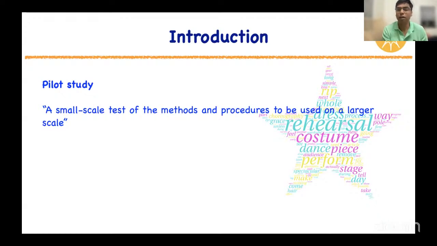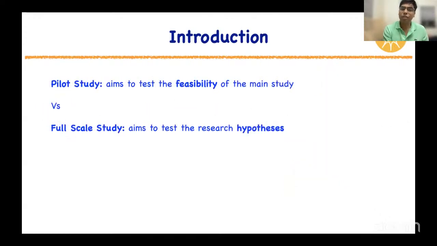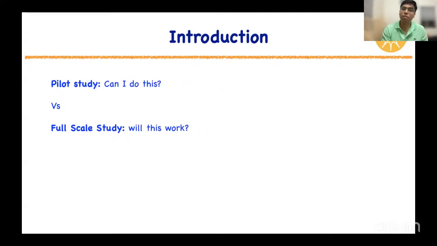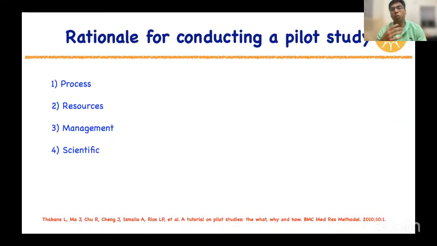So it's a small scale test of the methods and procedures that are to be used on a larger scale. One differentiation between a pilot study and a full-scale study is that the pilot study aims to test the feasibility, as highlighted by the previous speakers as well, while in a full-scale study the aim is to test the research hypothesis. So the question in a pilot study is, can we or I do this? While in a full-scale study, the question is, will this work? So what does it do? The information that we gather through a pilot study helps us in refining the various steps or processes in the larger study that we plan.